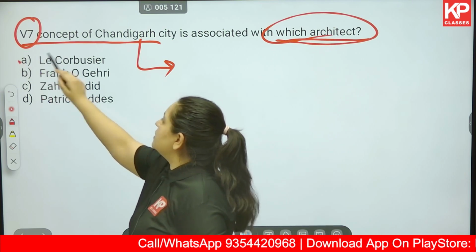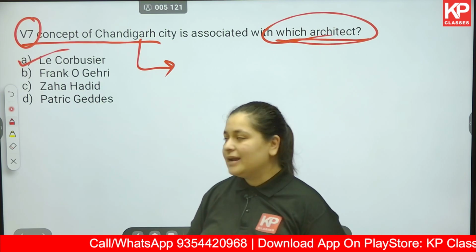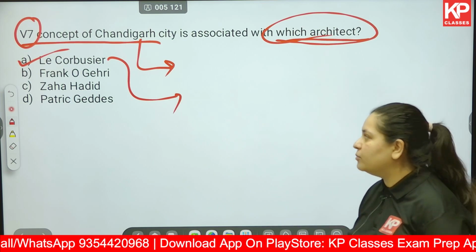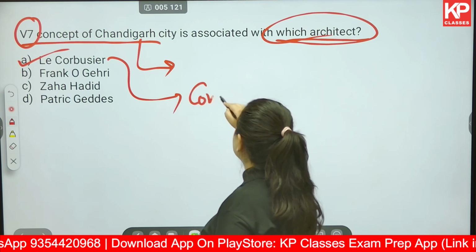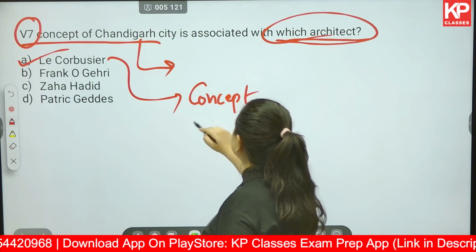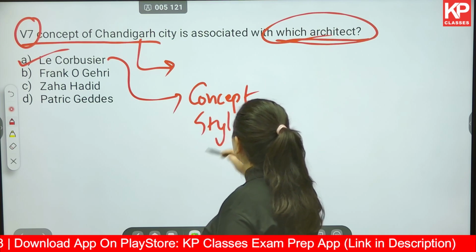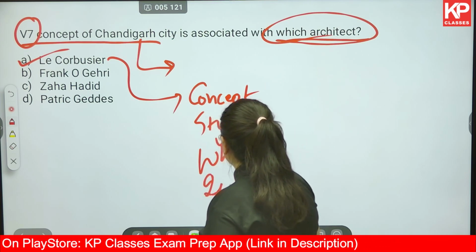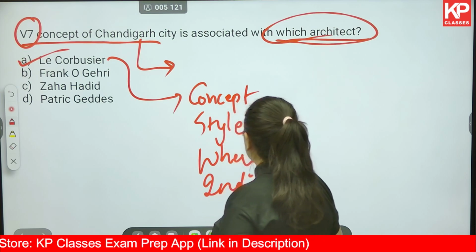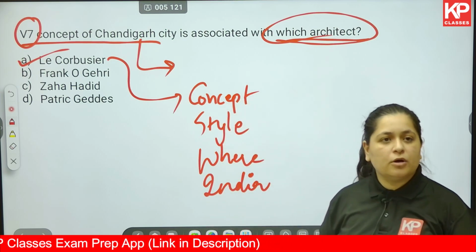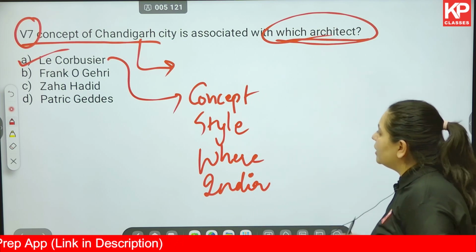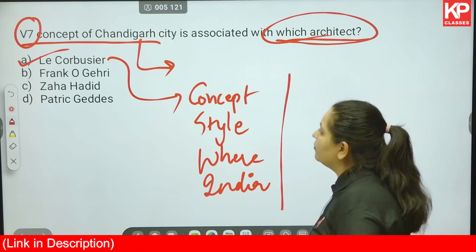The answer is Le Corbusier. Okay. Now, you have to go into the details of the works of Le Corbusier. What concept does he work on? What style does he follow? Where all he has worked? Has he worked in India? Yes, we know that he was a planner of Chandigarh. Apart from that, what all projects has he taken up in India or outside India? You have to understand all of these things.